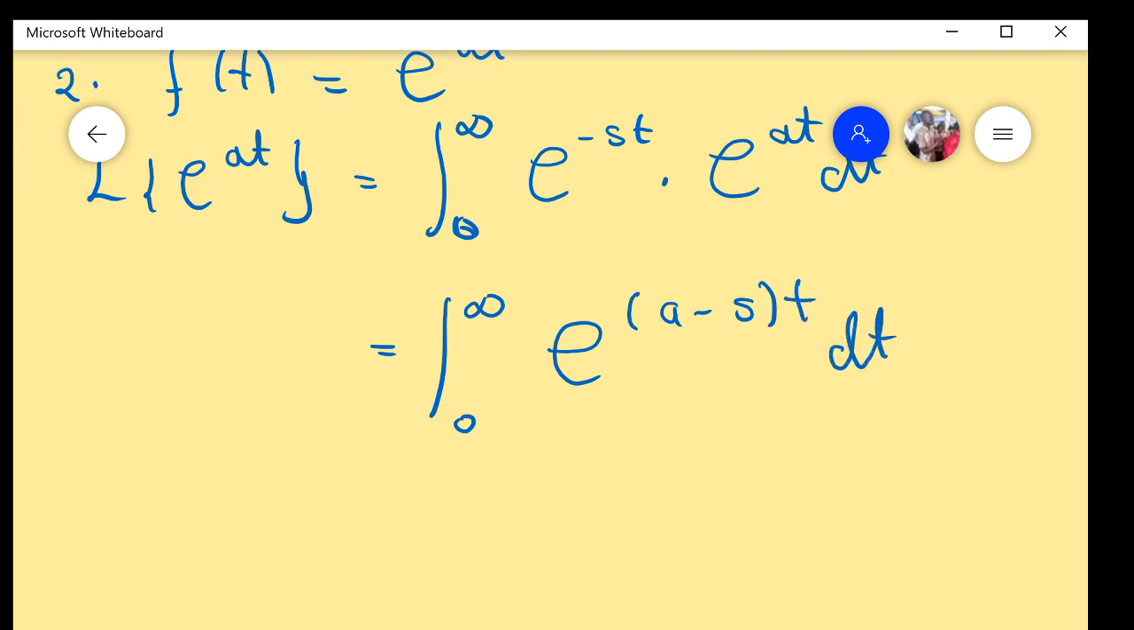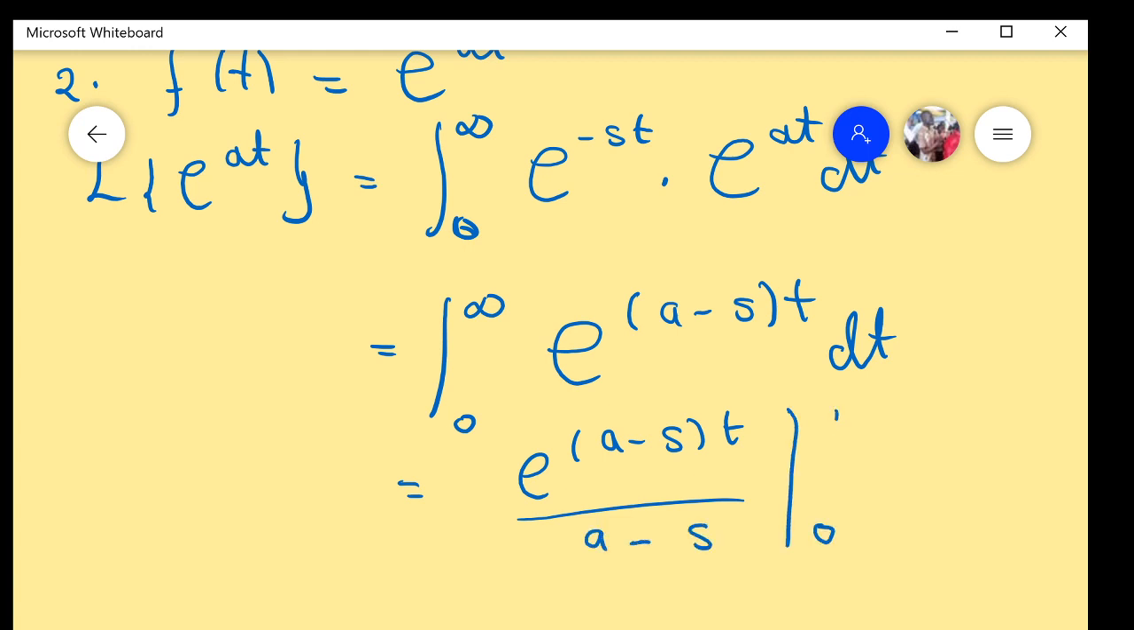Now let's find the integral of the exponential. We find the derivative of the exponent, then we divide by it. So what are we getting? We are getting e to the power a minus s, t, all over a minus s, from 0 to infinity. That is what we have.